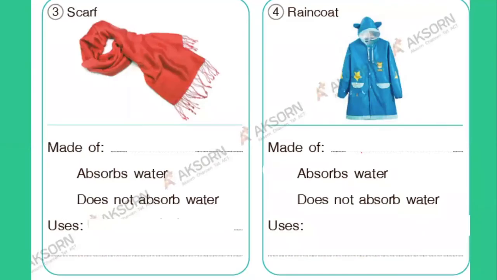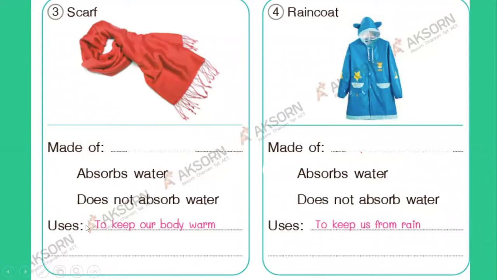So next one, number 3, it's scarf. Repeat after me. Scarf. Scarf is made of. Do you remember? What is a scarf made of? Made of fabric. Okay, you write down, please. Fabric, and answer. Tick the right circle. Does it absorb water or does not absorb water? Does fabric absorb water or not?